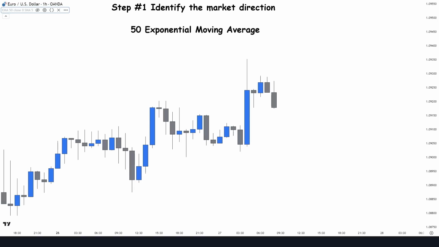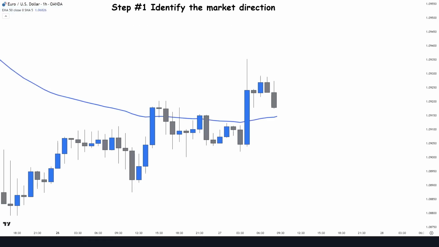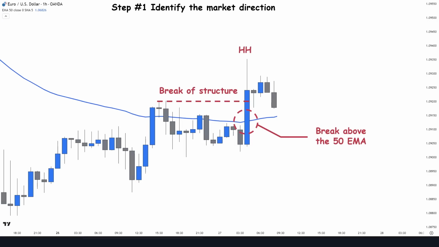So we apply the 50 EMA on the chart, and simply wait for the price to break it to one side and create a new high or low. Then, we can identify whether we're witnessing a bullish or bearish market. For example here, the price has broken the 50 EMA, and also the previous market structure to the upside, and created a new high. So, we have a bullish market, and now that we have identified the direction, we can continue with the following steps and look for long opportunities.